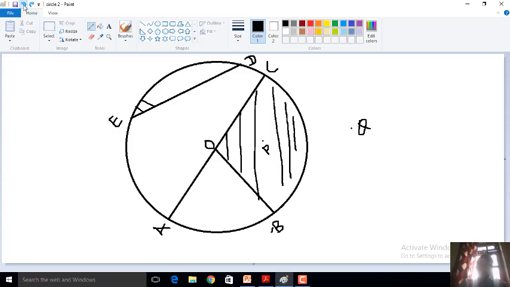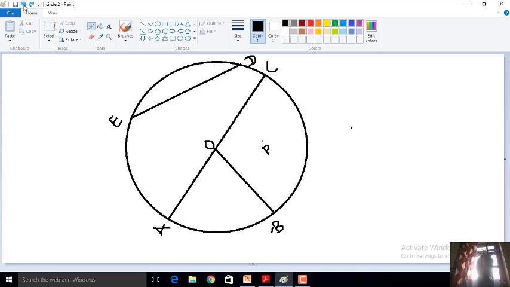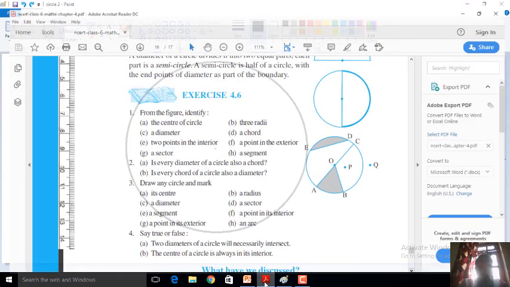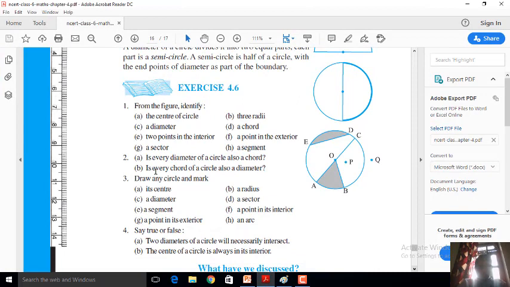Next we move to the next question. Is every diameter of a circle also a chord? Yes, we know that every diameter of a circle is a chord because a diameter is a chord that passes through the center. We know that any chord that passes through the center is the diameter of the circle. So here, yes, every diameter of a circle is also a chord of a circle.